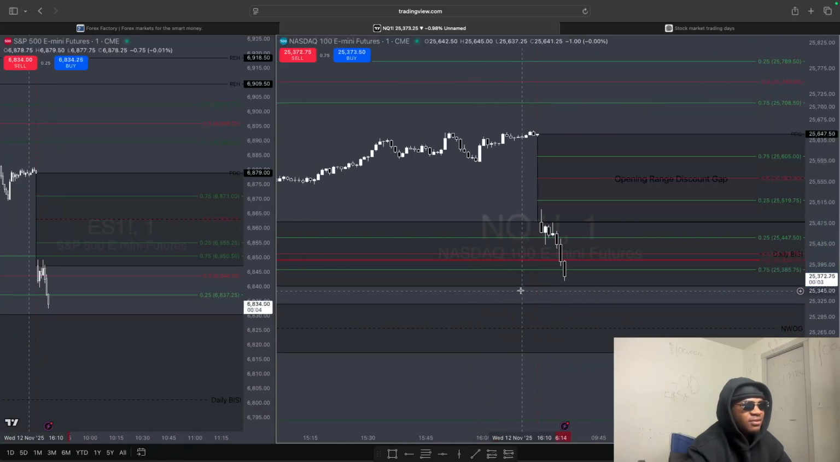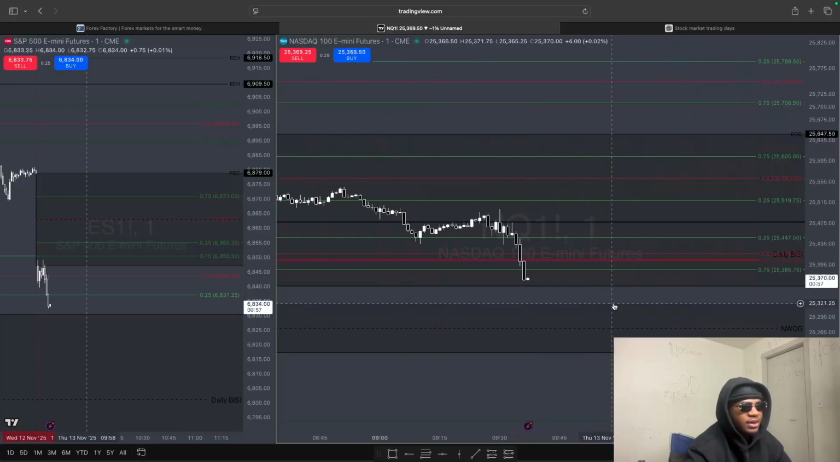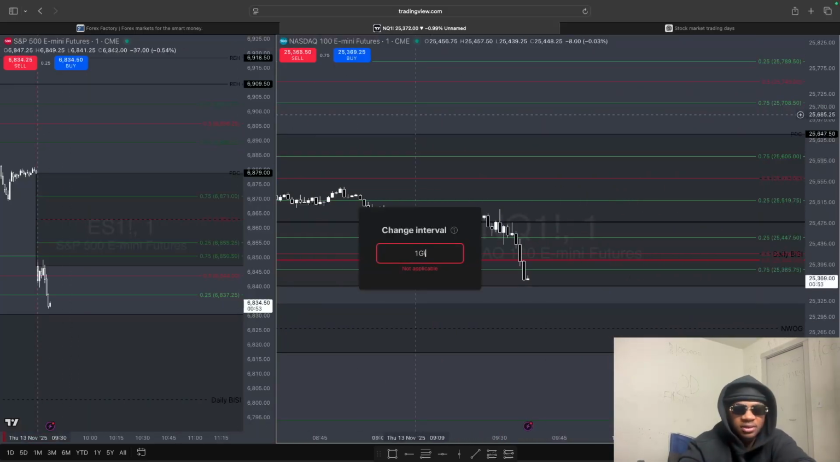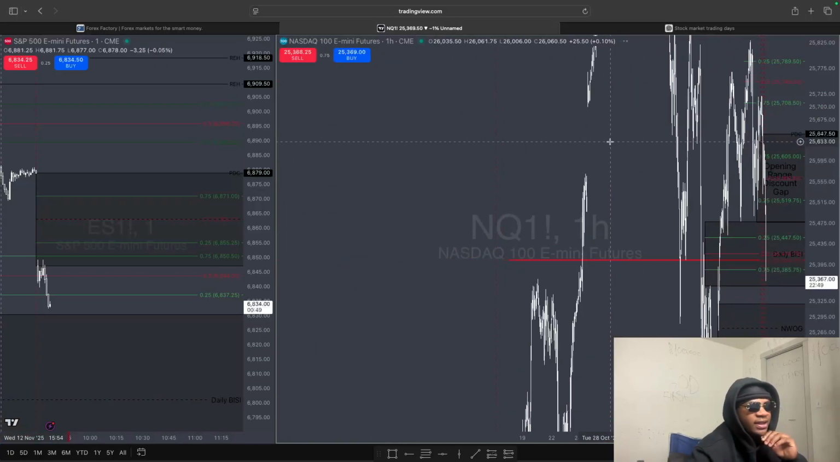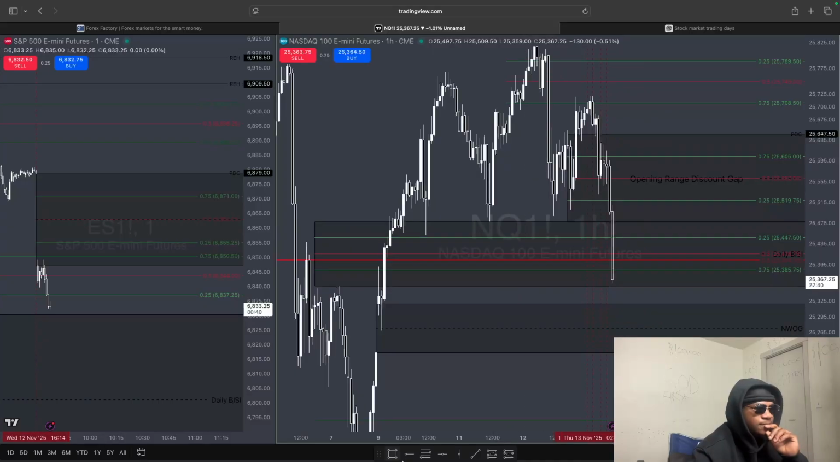Have we touched this new opening gap yet? Hold up. I can't go back that far. Let me go to the 1 hour real quick. But we just created that fair value gap, a high probability fair value gap that I like to see. Oh shit. We touched the half point of this new opening gap and then we just ran from it. But yeah, let me grade this real quick.